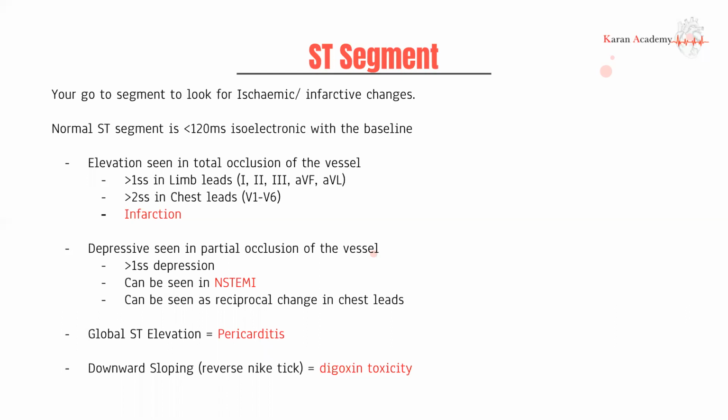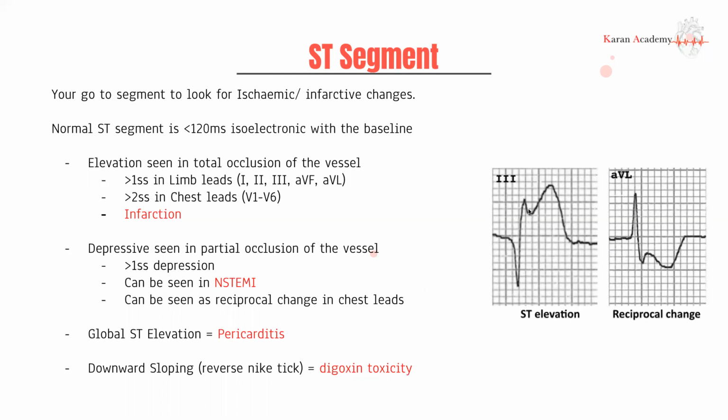If you ever see global ST elevation, that's pericarditis, and this is a very common third-year exam question. A downward sloping ST segment is digoxin toxicity. With an ST elevation, very often you might get a reciprocal change in the opposite lead. AVL is the kind of opposite lead for lead 3, so you can get a reciprocal change. So don't always look at ST depression in AVL and just go there. Always look at the other leads and ask yourself, could there be an elevation for this depression?